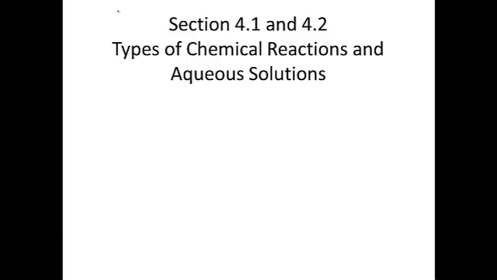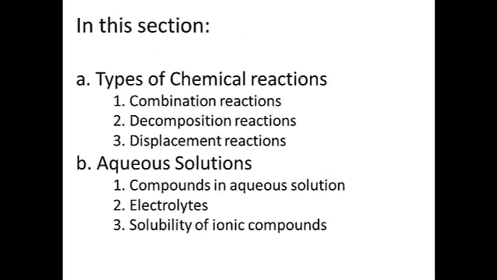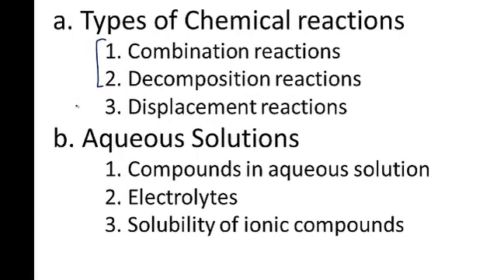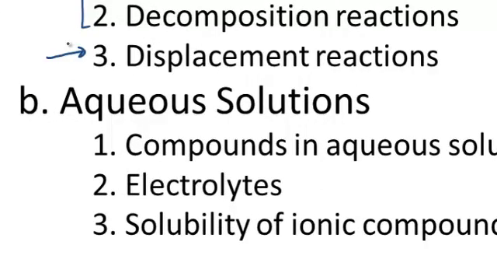In this recording, we're looking at sections 4.1 and 4.2, which describe certain types of chemical reactions that occur, mainly in aqueous solution, and the nature of aqueous solutions themselves. And so we'll start by talking about the three different types of chemical reactions: combination reactions and decomposition reactions, which are opposites of each other. They're opposite types of processes. And we'll finally look at two different kinds of displacement reactions.